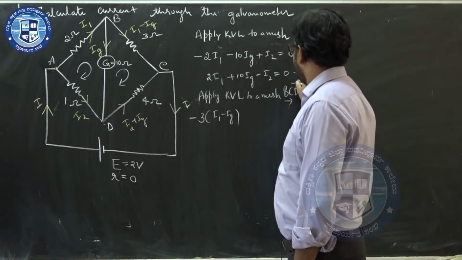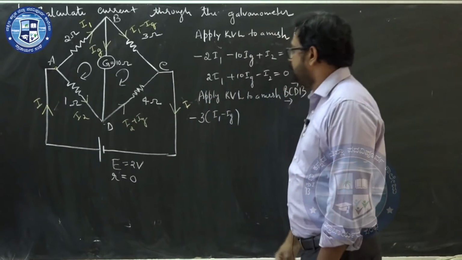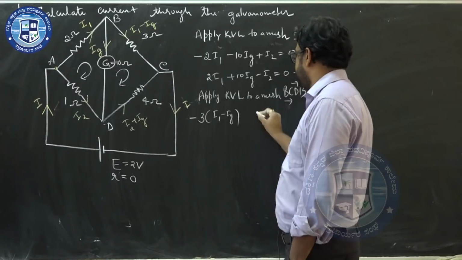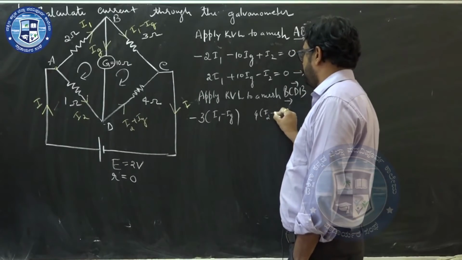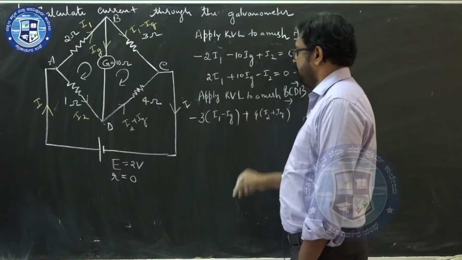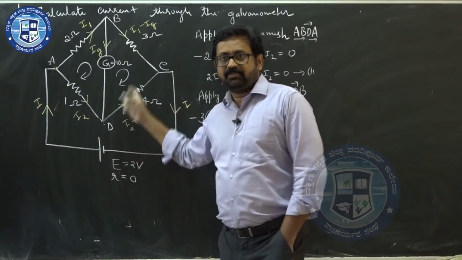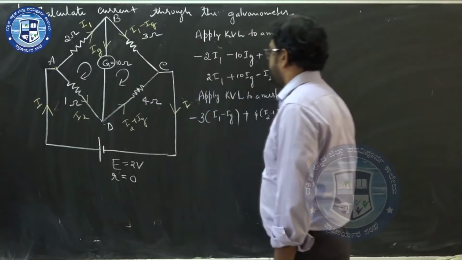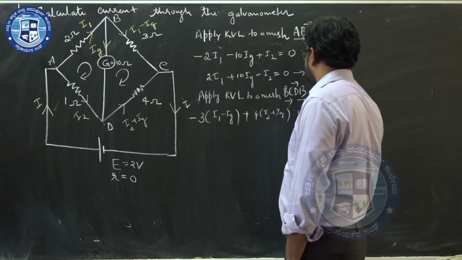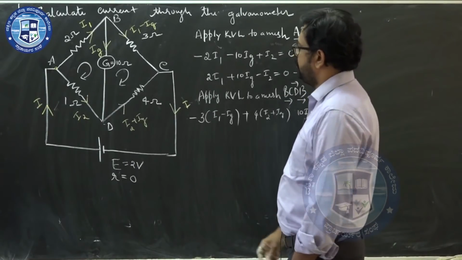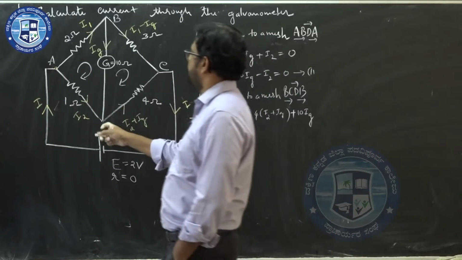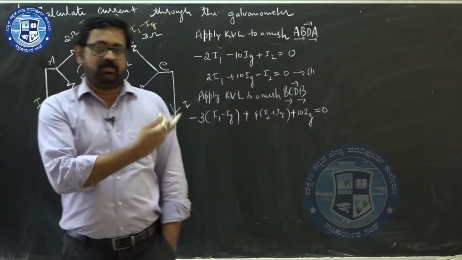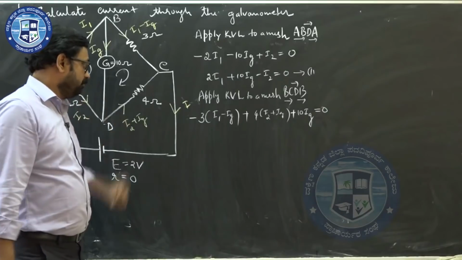Okay, proceed. We'll move from C to D. When you move from C to D, the resistance is 4 ohm, the current is I2 plus IG, so it is 4 into I2 plus IG. Is it plus 4 into I2 plus IG or minus? It should be plus this time, because the direction of traverse is from C to D, and the current is from D to C. We'll proceed. When you move from D to B, the product of IR is 10 into IG. Is it plus 10 IG or minus? Again it is plus, because the direction of traverse is from D to B, and the current is from B to D. That should be equal to 0. There is no EMF, so according to KVL, that should be equal to 0.